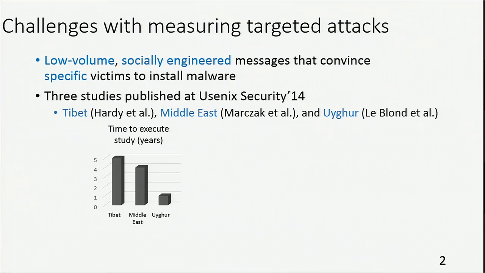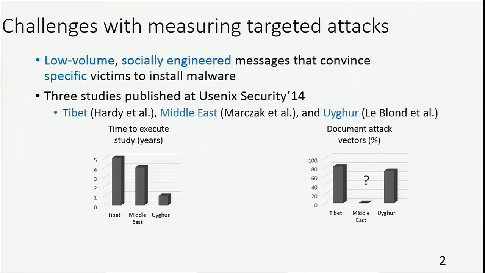And in terms of the characteristics of these studies, they're really difficult to do. So if you look at the time to execute these studies, we're looking at upwards of 5 years of working with targeted vulnerable populations. And the only reason the Uyghur study was so short is because the data had already been collected by the time Stevens joined the project. And if you look at the number of samples you get, it's incredibly small. We're talking about less than 100 samples over all of these years.